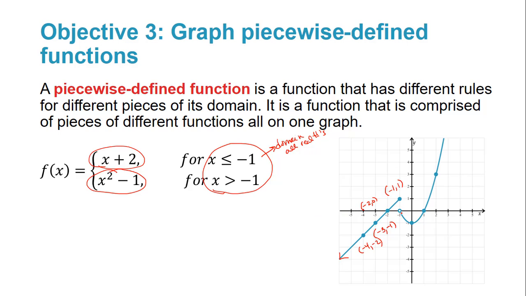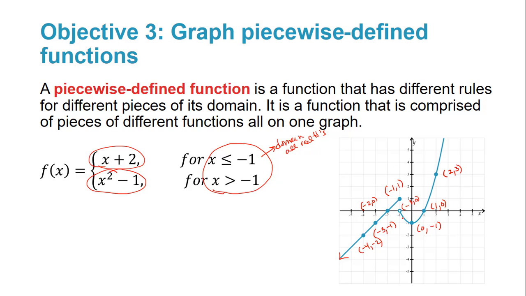But then at -1, I have an open circle at (-1, 0). Then it goes through (0, -1), (1, 0), and (2, 3). So notice that to the right of -1, my graph resembles a piece of a parabola, which hopefully makes sense, right? Y equals x squared minus 1 is one of those basic functions, and it's shifting down the x squared 1 unit.